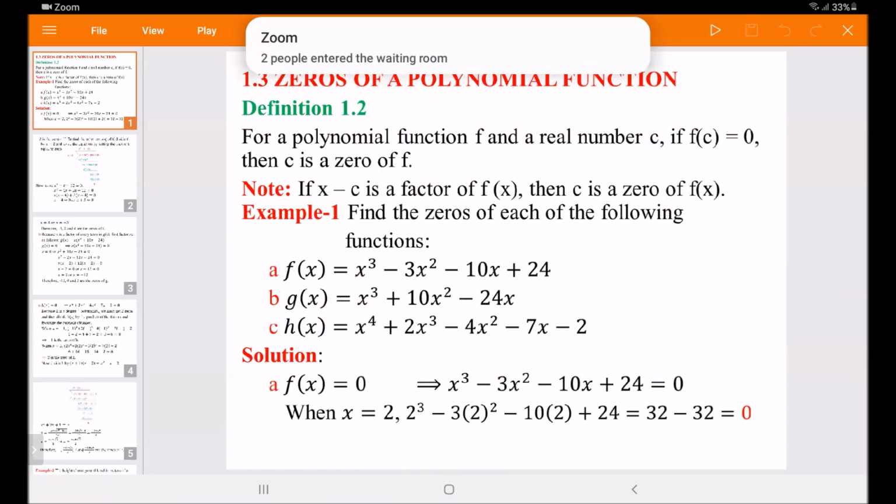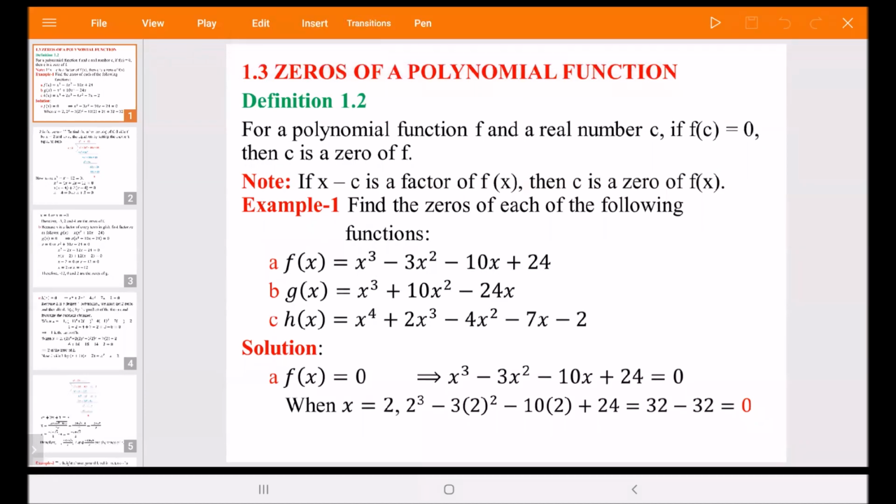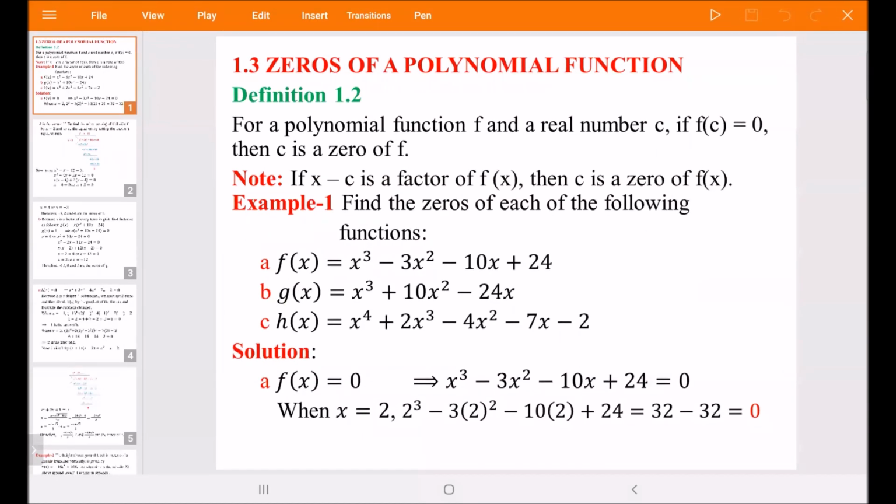Okay, so let us see the first example. Find the zeros of each of the following functions. A: f of x is equal to x cubed minus 3x squared minus 10x plus 24. B, a degree 3 polynomial: x cubed plus 10x squared minus 24x, h of x.